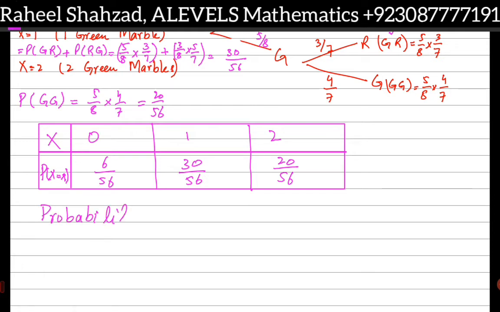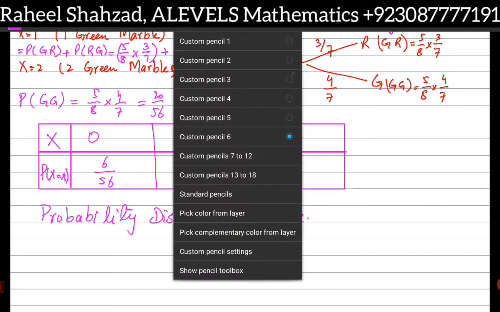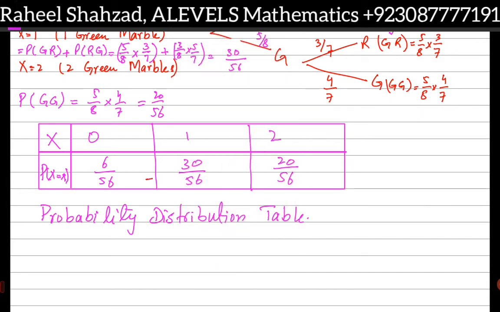Probability distribution table. You need to recall one more thing, that the sum of all probabilities is equal to 1. So this plus this plus this will be equal to 1. So remember that the sum of all probabilities is always equal to 1 in a probability distribution table. Okay.